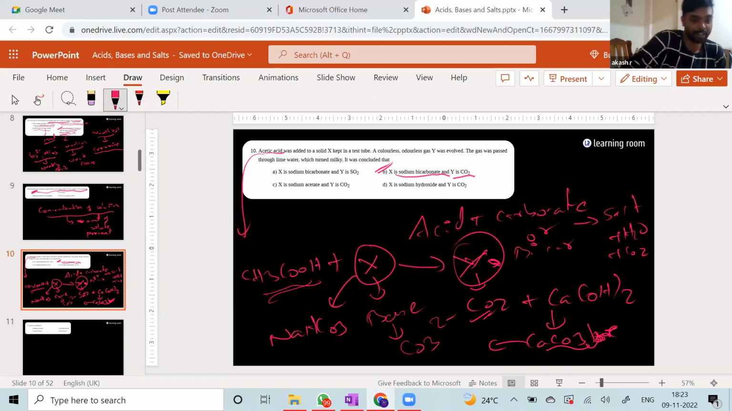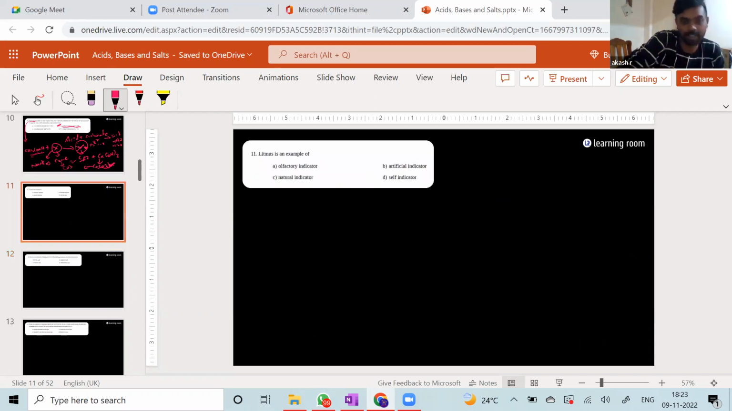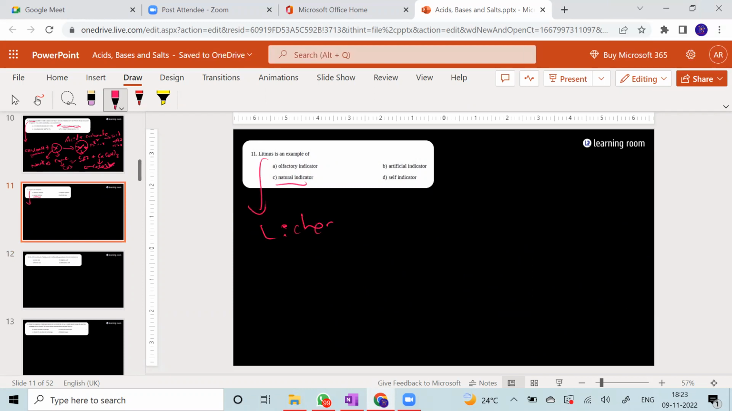Fine, moving on. Litmus is an example of what kind of indicator? A natural indicator. How do you say it is a natural indicator? It is derived from a plant called lichen. It is a natural indicator.